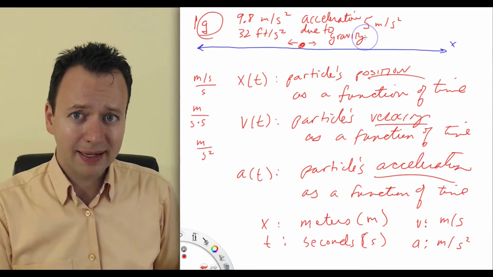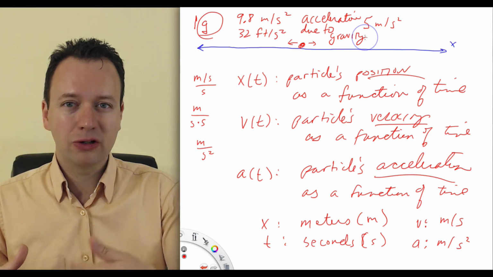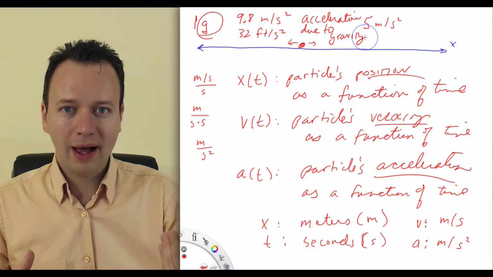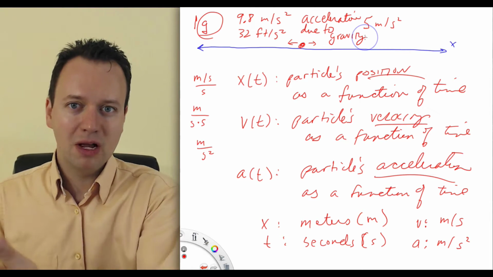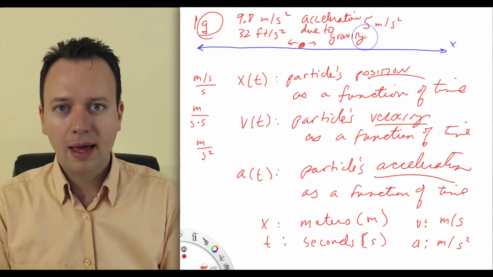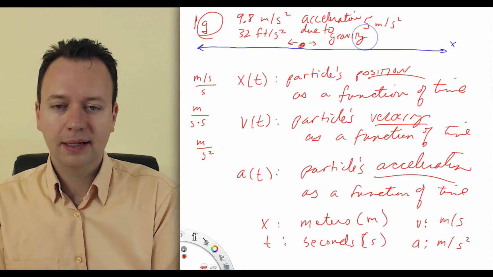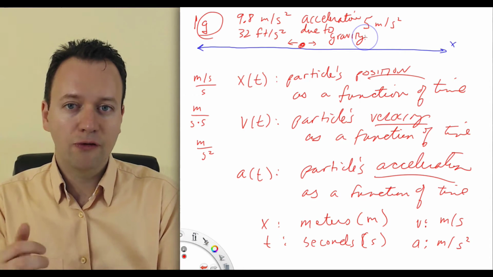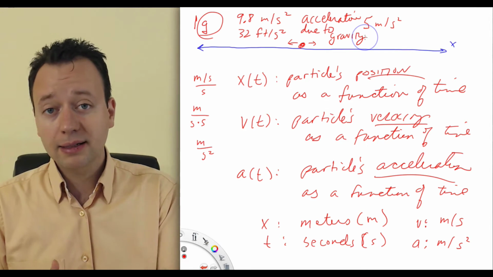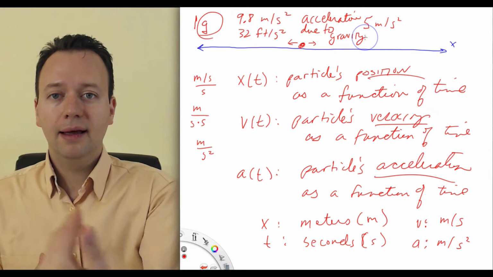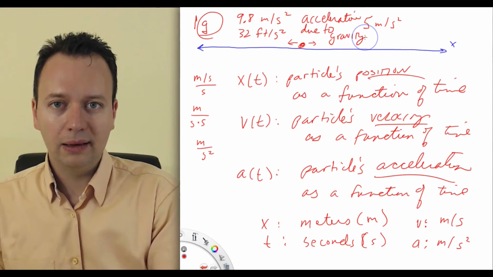Essentially, the velocity tells us the rate at which the position is changing. It's so many meters each second. If you're walking 5 meters per second, that means each second you cover 5 meters of space. Acceleration is a measure of the rate of change of the velocity. If you have an acceleration of 5 meters per second squared, that means the velocity is not constant. Every second, 5 meters per second is being added to the velocity at a linear rate.